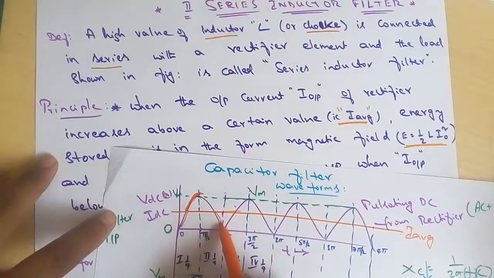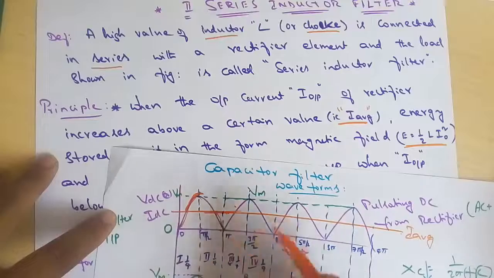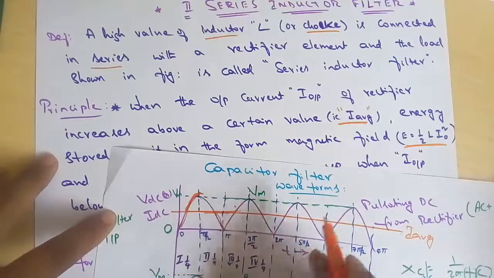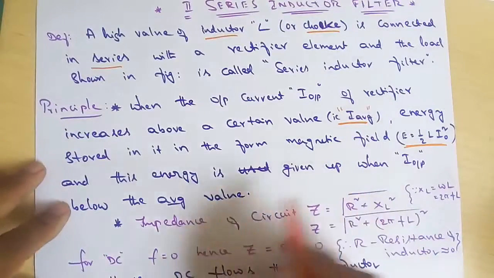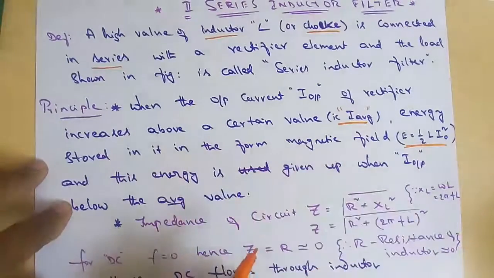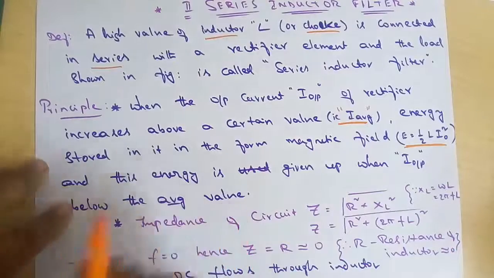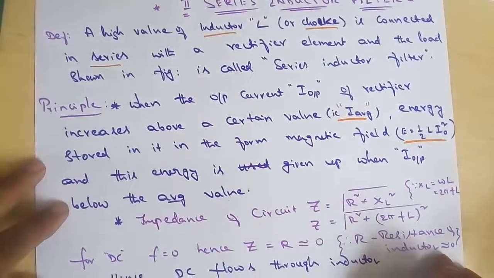For example, if the pulsating DC output current decreases below the average value of current, then it gives back the stored energy. That stored energy it is going to release. So that is the principal phenomenon behind the working of the series inductor filter.